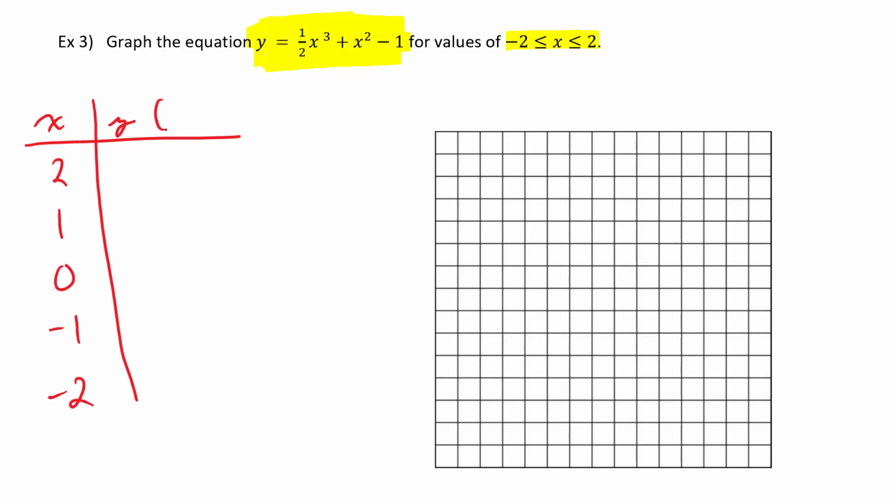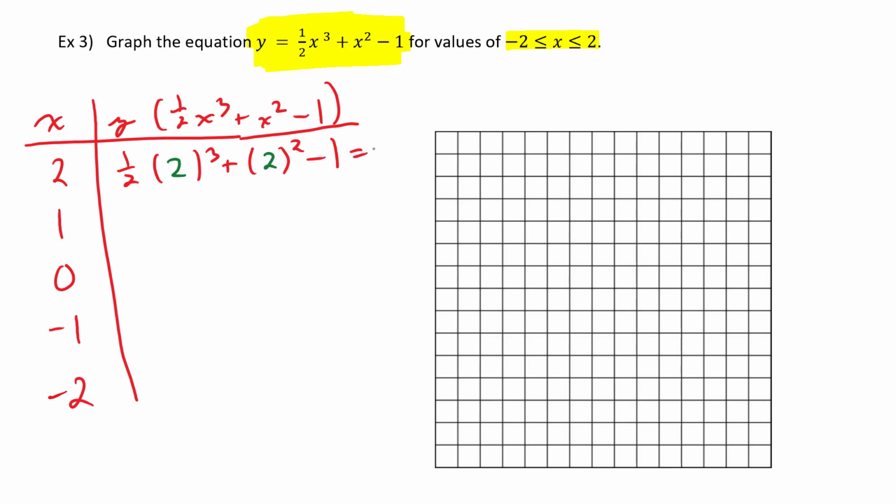Our y value here, this will be 1/2 x cubed plus x squared minus 1. Let's sub in our values here now. Substitute in here now my 2 here and here. And in the end, when I solve for it, I get 2 cubed, 2, 4, 8, times 1/2. 8 times 1/2 is 4, plus 2 squared, 4. 4 plus 4 is 8, minus 1. This is going to be 7.